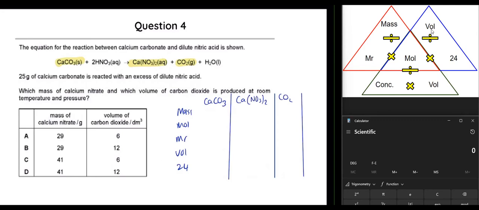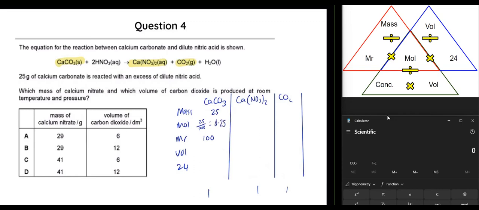So we add in our calcium carbonate, we add in our calcium nitrate, and we add in our carbon dioxide. We add in what the question's told us already. We know we've got 25 grams of calcium carbonate. We know we've got a 1 to 1 to 1 ratio, so nice and easy. Let's work out how many moles of calcium carbonate we've got. So for that, we need our mass divided by our MR. Well, we know that calcium carbonate is 100 because we just worked it out in question 1. We know that we do 25 over 100, gives us our number of moles. That's going to give us 0.25 moles.